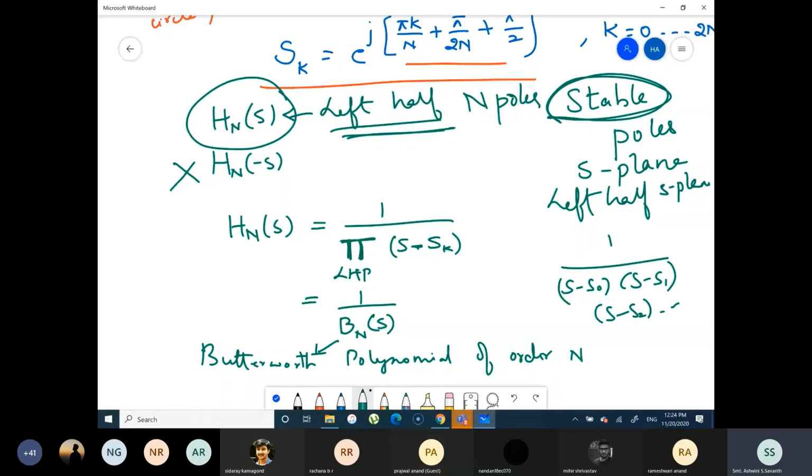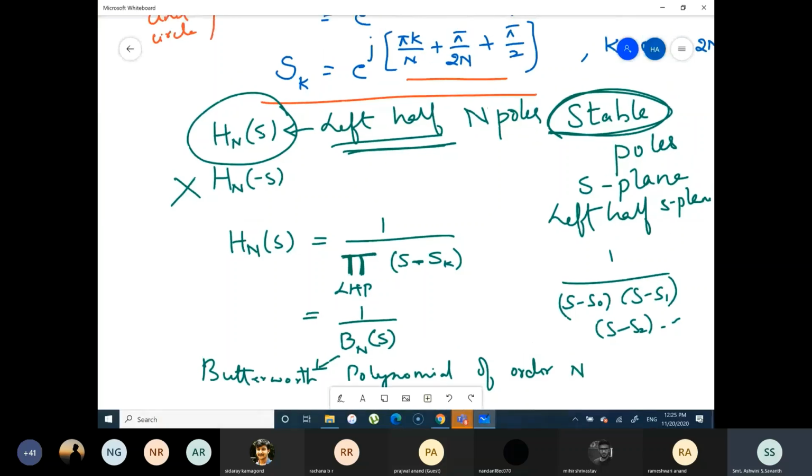For lower orders, you can also remember these polynomials, because they are quite simple. This will be part of the design of the Butterworth filter. So for n equals 2, I will show you how to find the Butterworth polynomial. We'll locate all the poles first, and then write down the Butterworth polynomial.